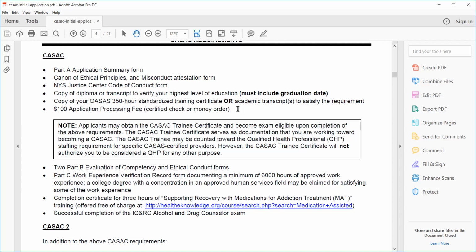If you have not received your 350-hour certificate a month or a little after a month after graduation, please shoot me an email, or shoot Dr. Pickering an email, and let us know, and we will get that going. There is also a $100 application processing fee, check or money order, to get this rolling.